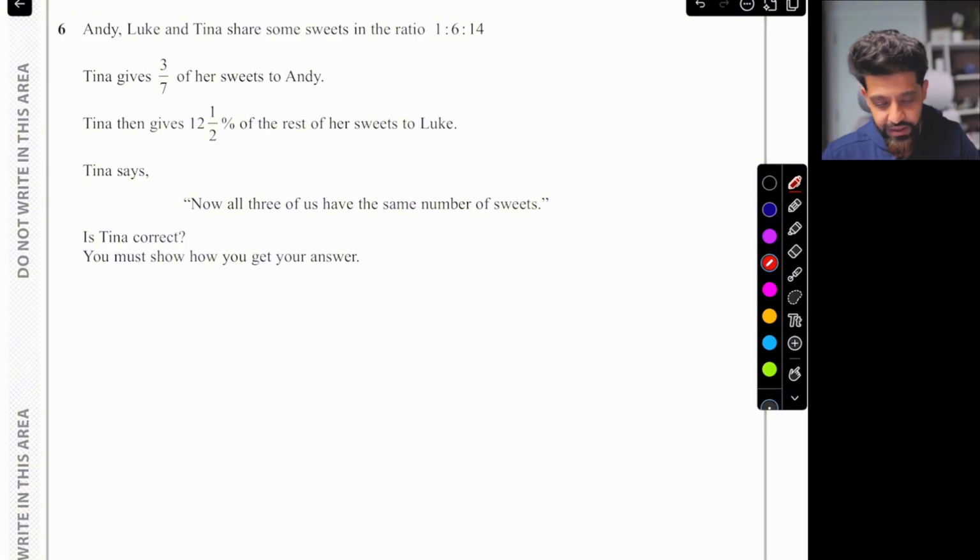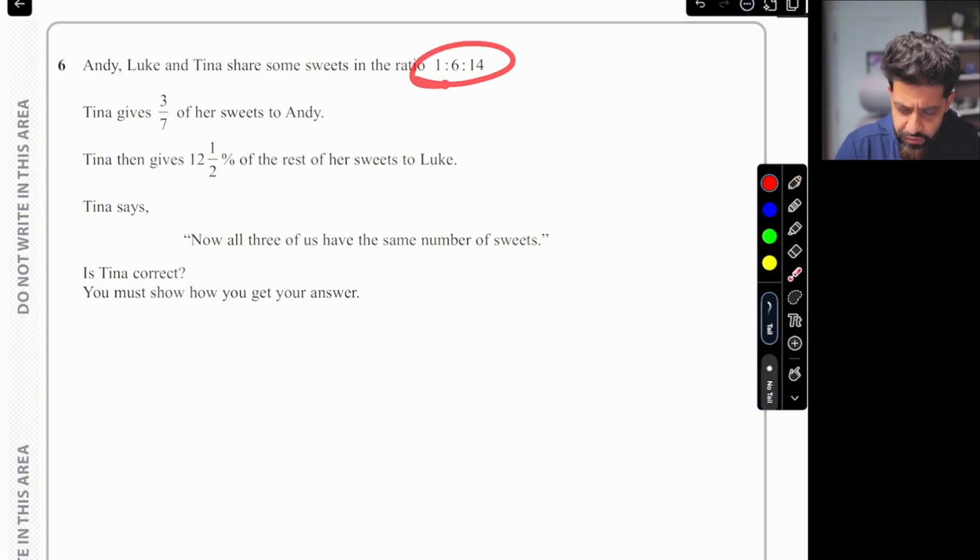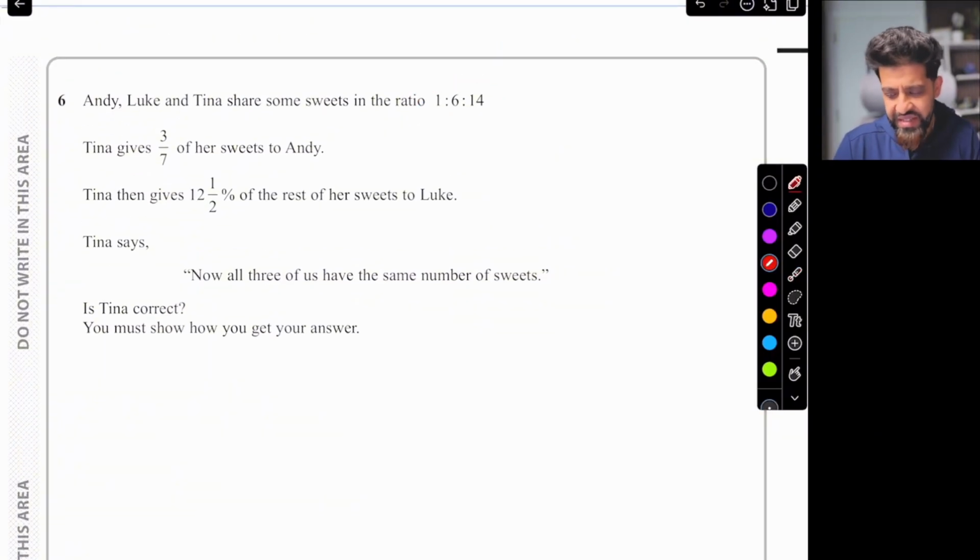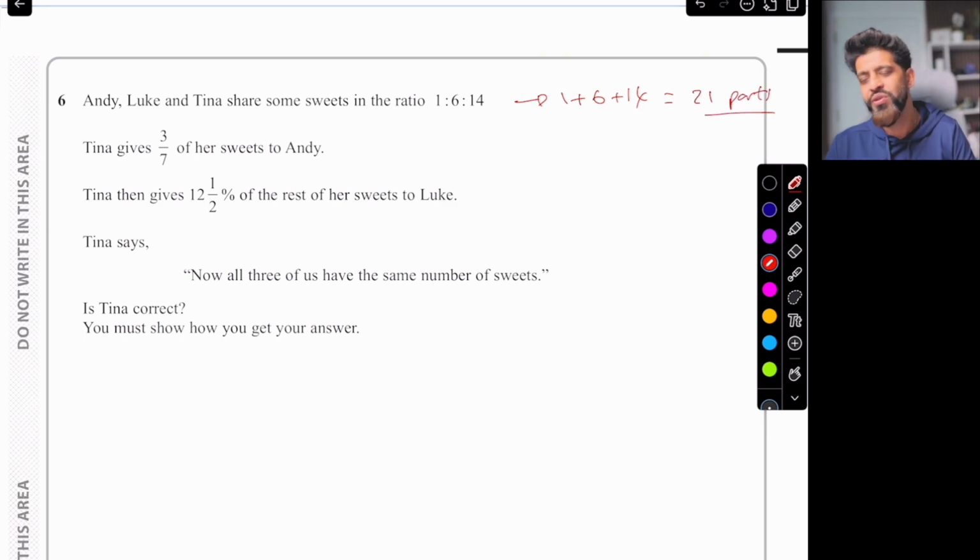Let's work on Tina first. So first of all, what's the total amount of ratio? Some of you might look at stuff like that, so you want to add them or not. Yeah, you can add. There's no harm in doing that. So if you do 1 plus 6 plus 14, it's 21 parts. So we've got 21 parts in total. If that's useful for you, that's fine.